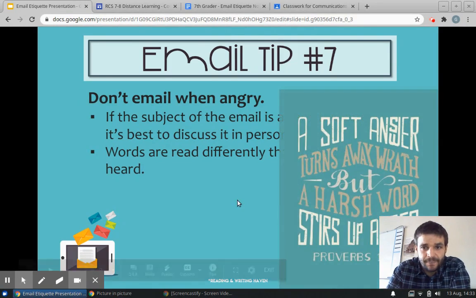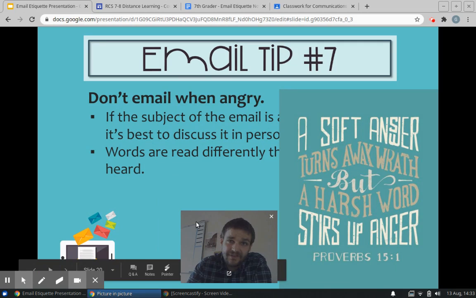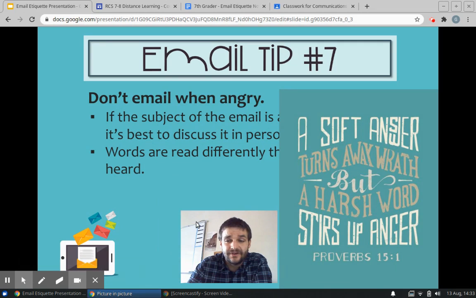Moving on to the next one. I wanted to talk about this first. In Proverbs, this is a great lesson to learn and super good wisdom from the Bible. It says, a soft answer turns away wrath, but a harsh word stirs up anger.